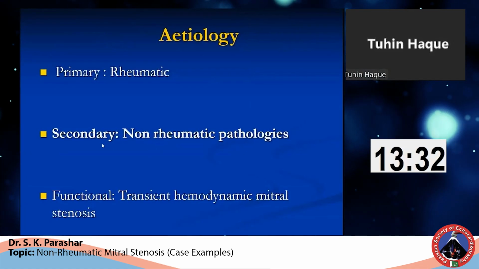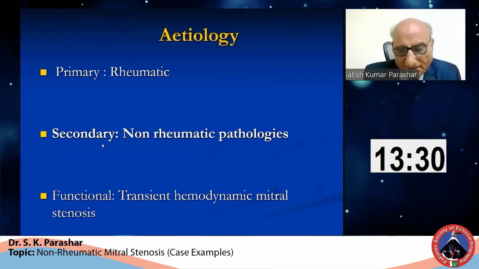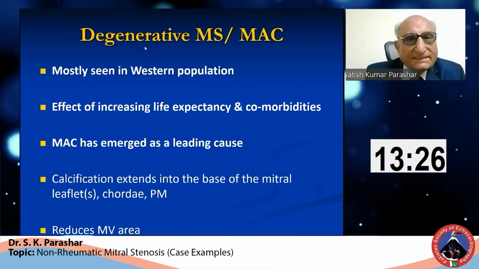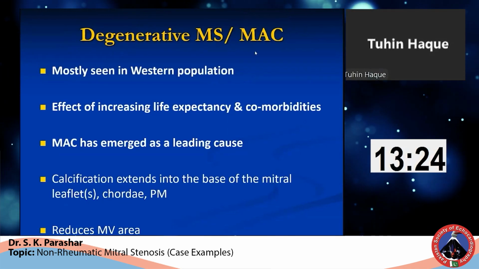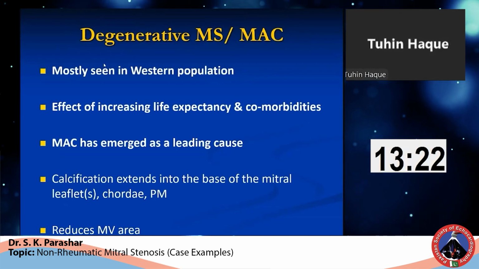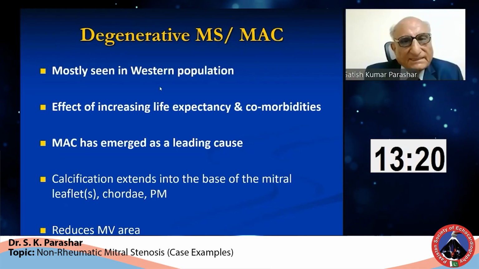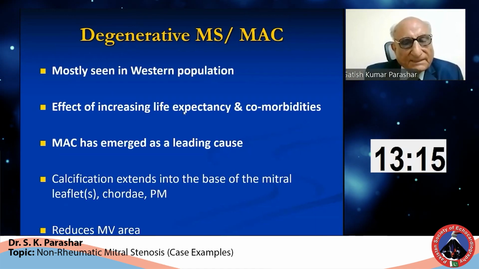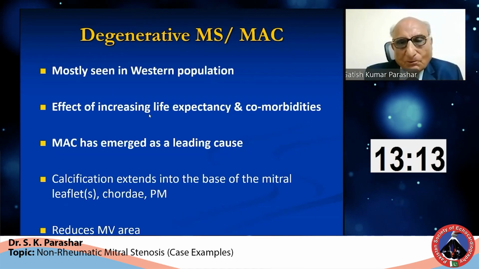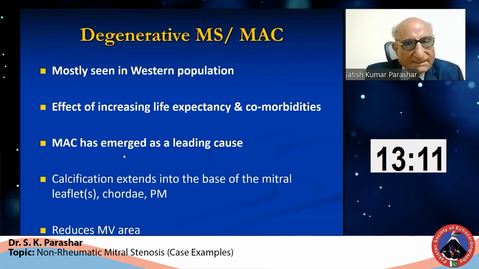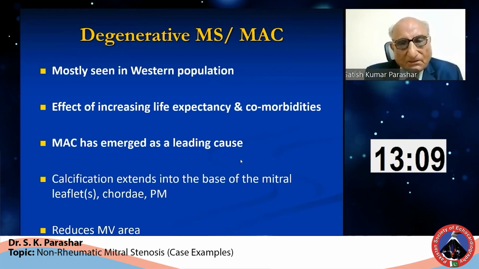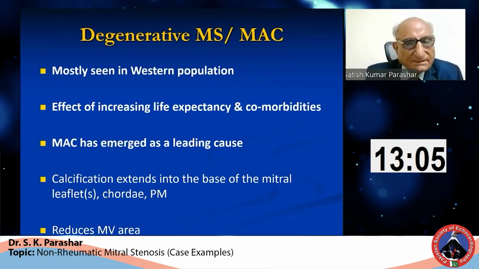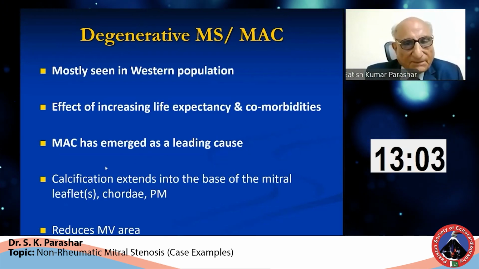Now, coming to the secondary one, the first and more important is degenerative mitral stenosis because of mitral annular calcification. It is mostly seen in the Western population. It is the effect of increasing life expectancy and comorbidities, and it has emerged as a very leading cause. And we are also seeing a fair number of patients of degenerative mitral stenosis.